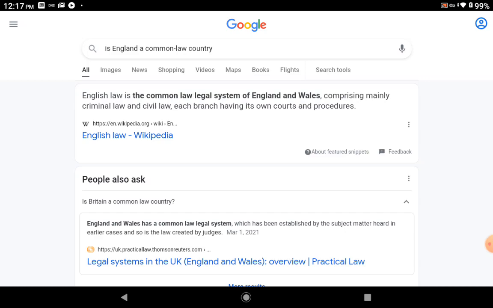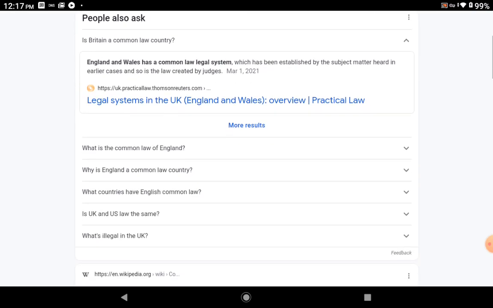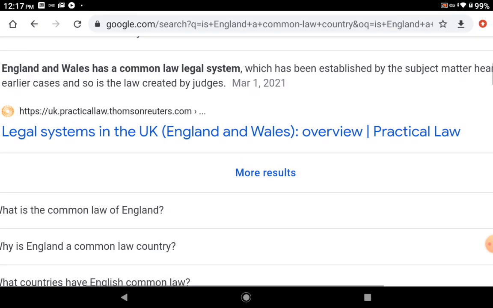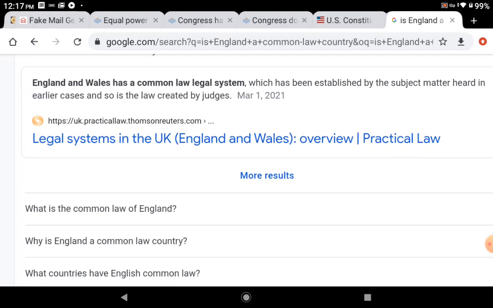English law is the common law legal system of England and Wales, comprising mainly of criminal law and civil law, each branch having its own courts and procedure. But let's look at this one right here. This is the important one. See that right there? England and Wales has a common law legal system, which has been established by the subject matter heard in early cases, and so is the law created by judges.